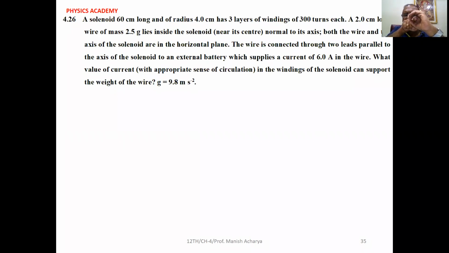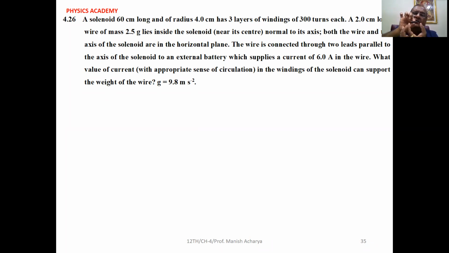This is the axis of the solenoid. Now on the axis, a small piece of wire is placed here, just like this one. This is a piece of wire and it is placed here. Clear to all of you? This is the piece of wire inside the solenoid on the axis of it. And this one is perpendicular to the axis.